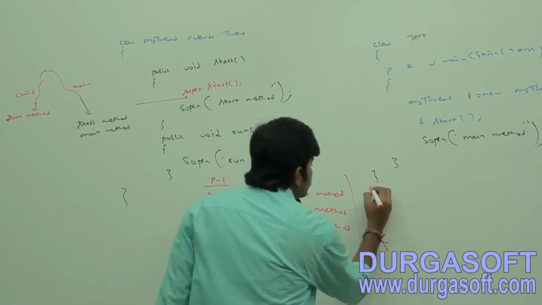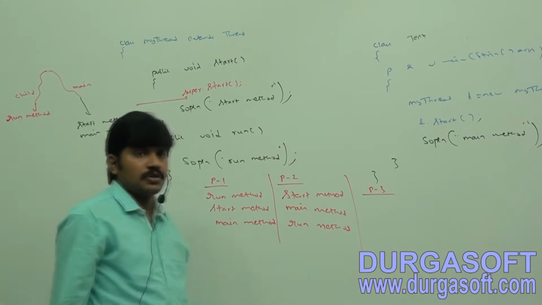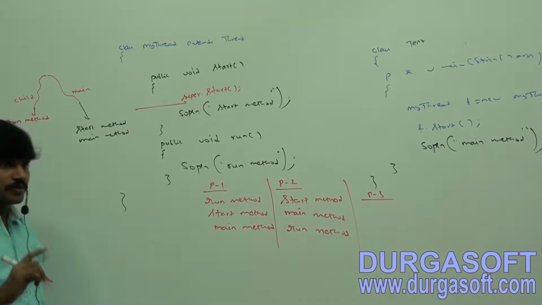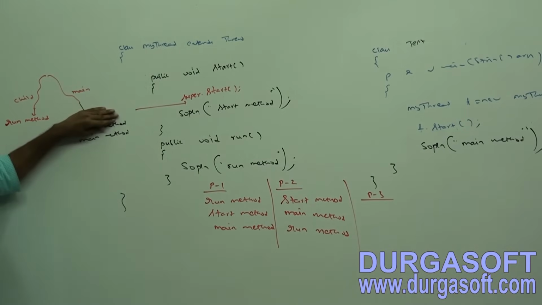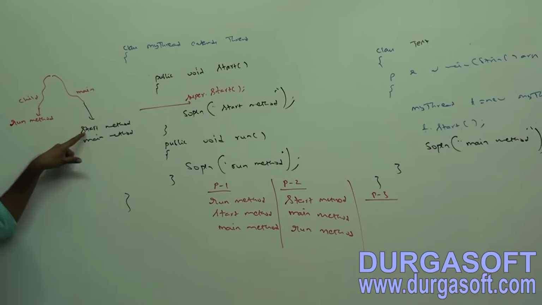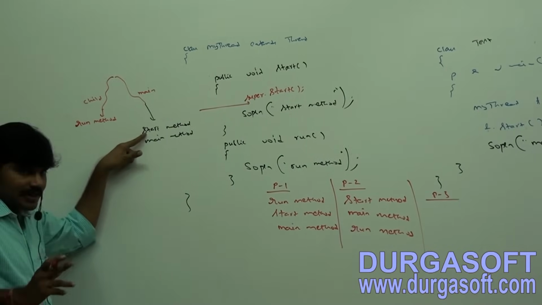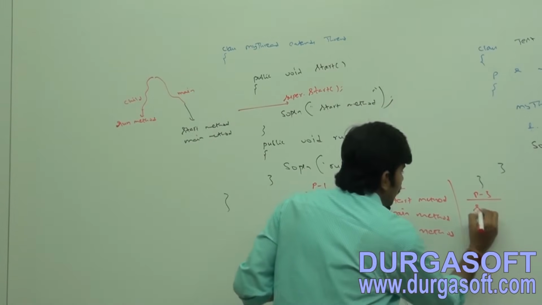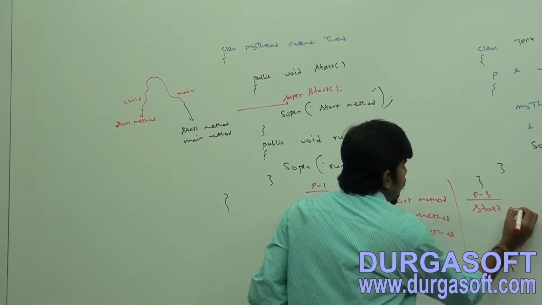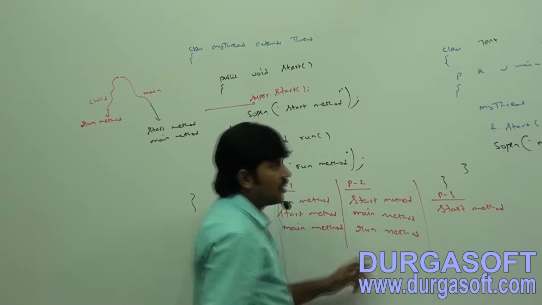Next, possibility 3. What is the third possibility? The main thread got the chance, and after the first SOP, suddenly the child thread got the chance. Then can you tell what the answer is now? Start method, and then main only got the chance.